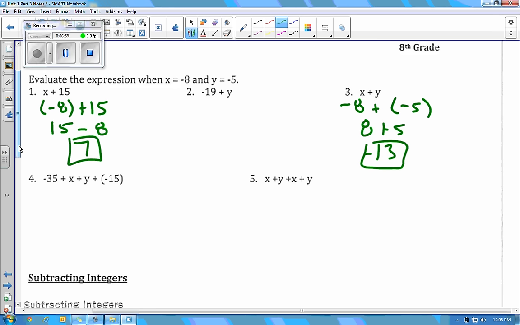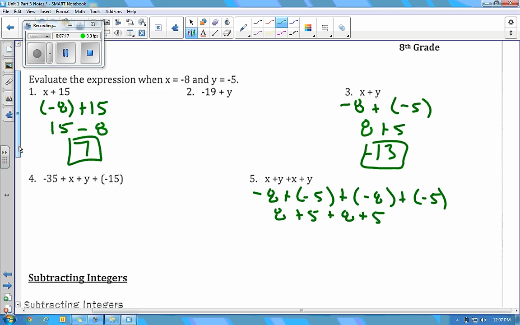I'm going to skip over 4 and jump to number 5. Okay, so I have -8 plus -5 plus -8 plus -5. Everything's negative, so I can just add everything together. Okay. And I'm going to put the 8's together and the 5's together. 8 plus 8 is 16, 5 plus 5 is 10. That's going to give me 26. All of them were negative, so my final answer is negative. Okay. You guys take care of 2 and 4. Make sure you check them with my answer.